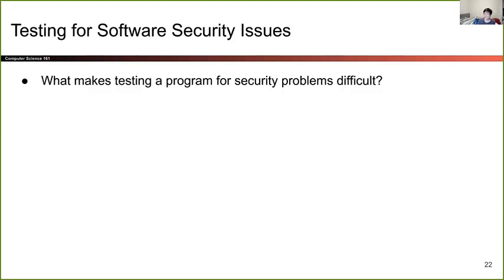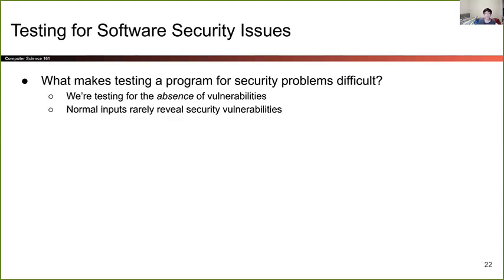Testing can be difficult. We're testing for the absence of vulnerabilities, which is inevitably difficult to prove, because it's really difficult to prove that something doesn't exist. Normal inputs are rarely going to reveal security vulnerabilities, mainly because programmers are bad at thinking about these edge cases.